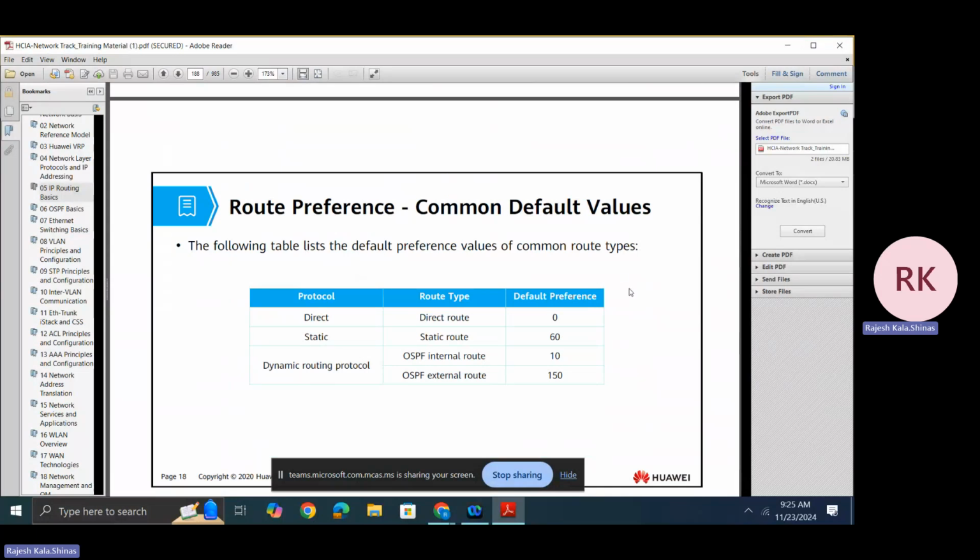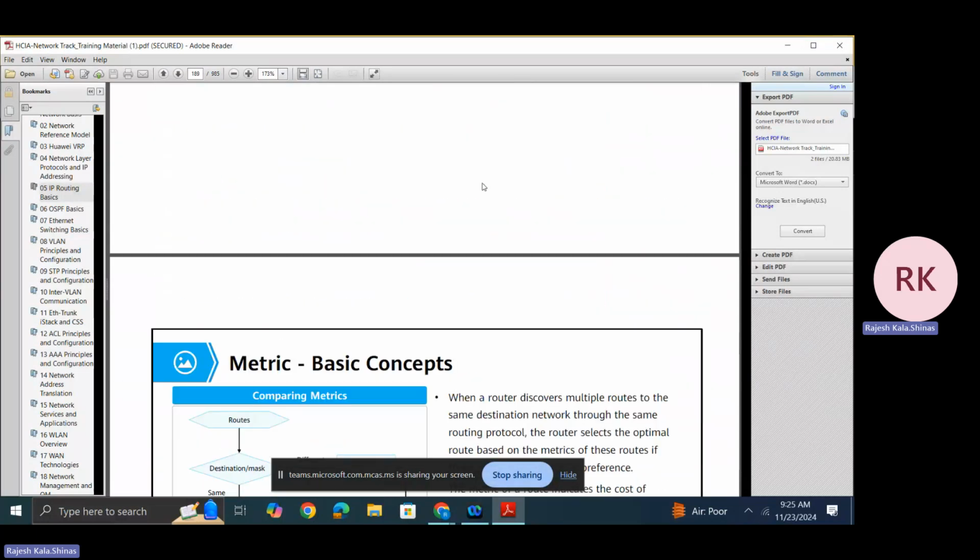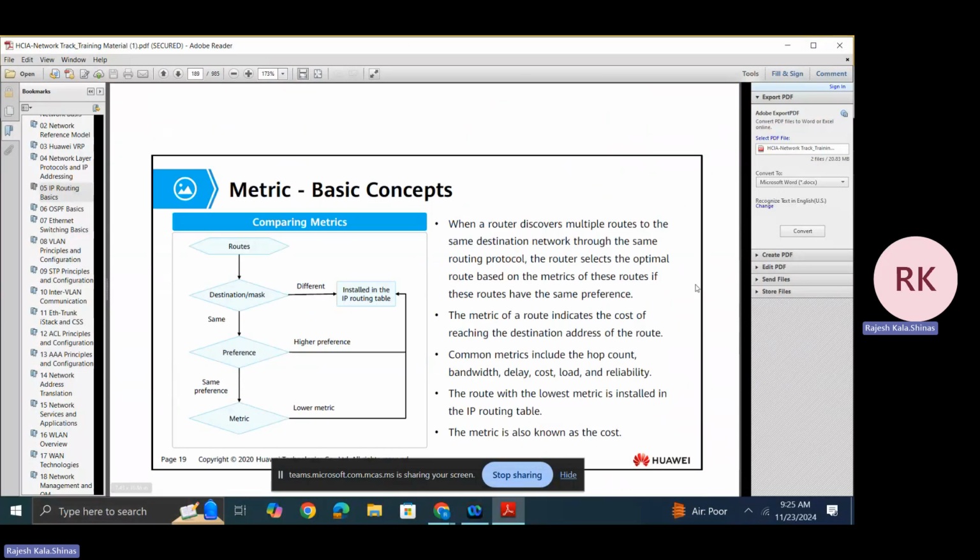Route preference, this will be asked. Direct route means the route preference is 0. Static means 60. For the dynamic routing protocol OSPF, we have 10 and 150, internal route and external. So remember this table, they may ask you what the preference of these routes is. Direct route means 0, static means 60, OSPF internal means 10, external means 150. Remember these numbers.